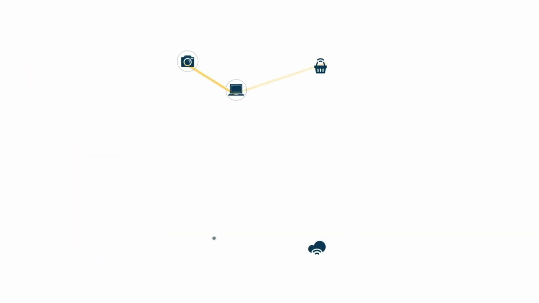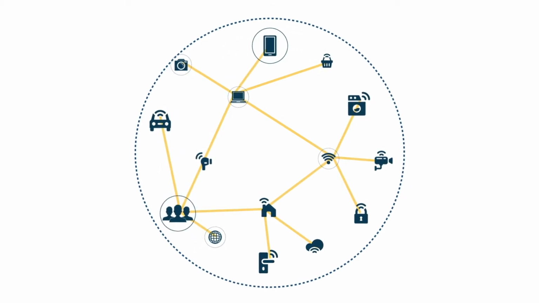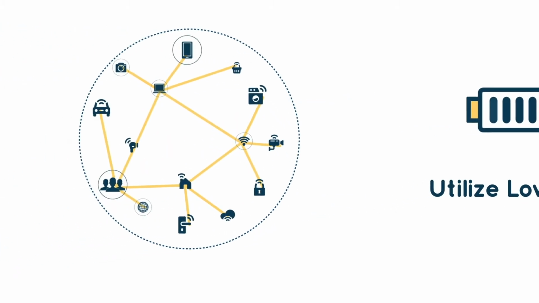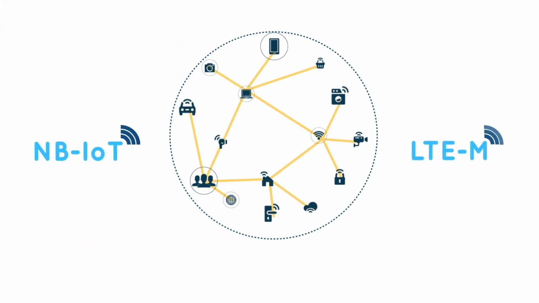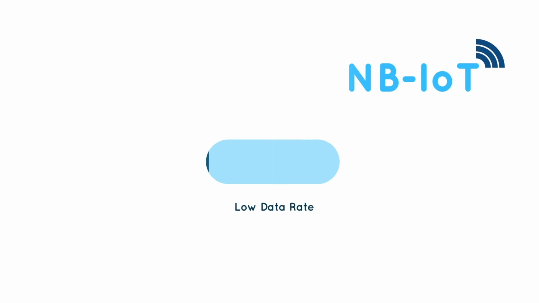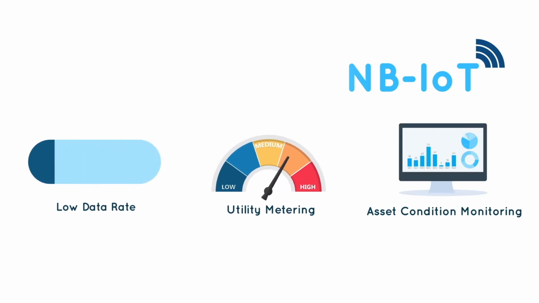This growth trend has fueled the evolution and adoption of efficient machine-to-machine communication protocols, which utilize low power, especially in cellular, like NB-IoT and LTE-M technology. Cellular narrowband IoT is designed for applications that require low data rate and is suitable for massive deployments of stationary use cases like utility metering and asset condition monitoring.